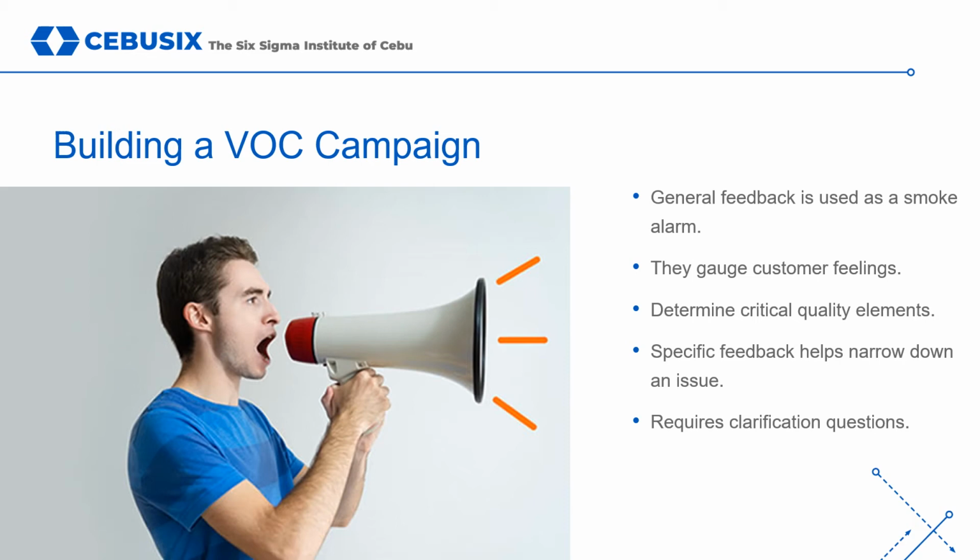General feedback is used as a smoke alarm. These campaigns help to gauge customer feelings regarding a product or service and to determine the critical quality elements of that product or service. Specific feedback, on the other hand, helps narrow down issues discovered with a product or service and requires clarifying questions in order to get that information. So let us talk about these two types of campaigns a little bit deeper.